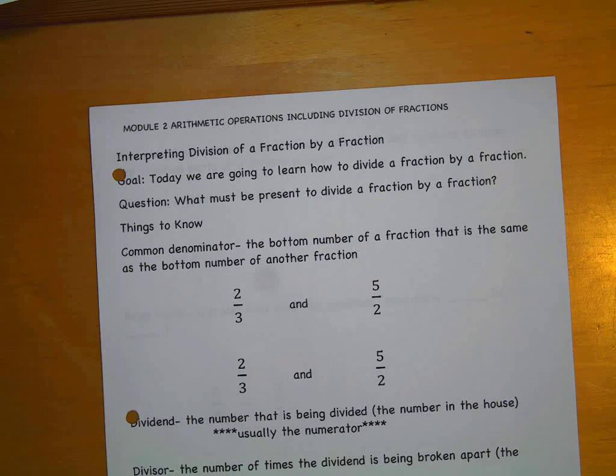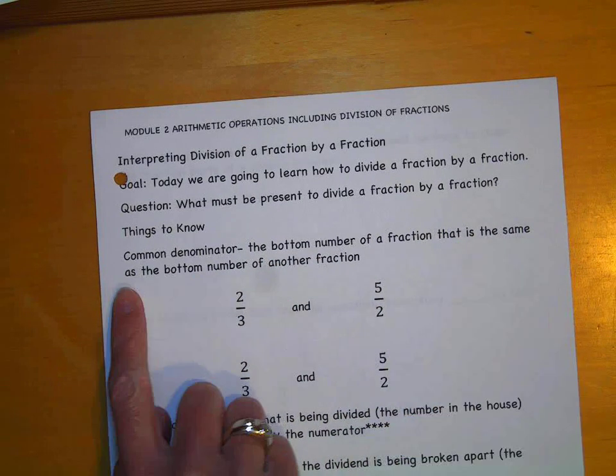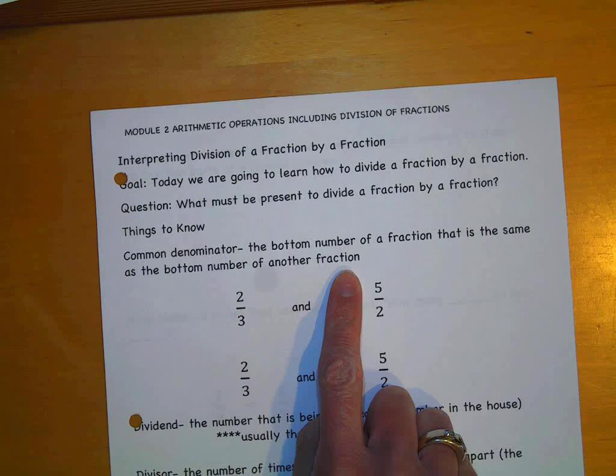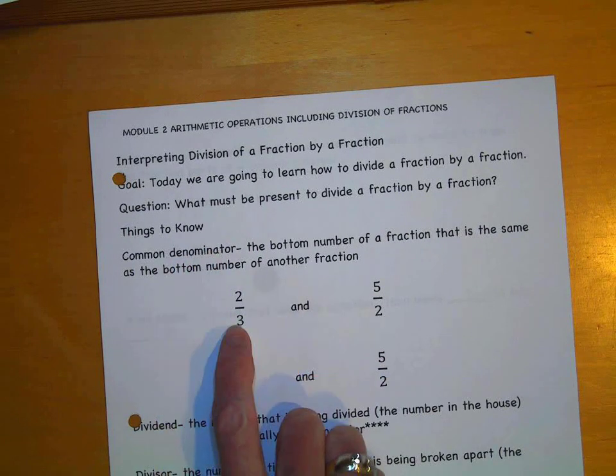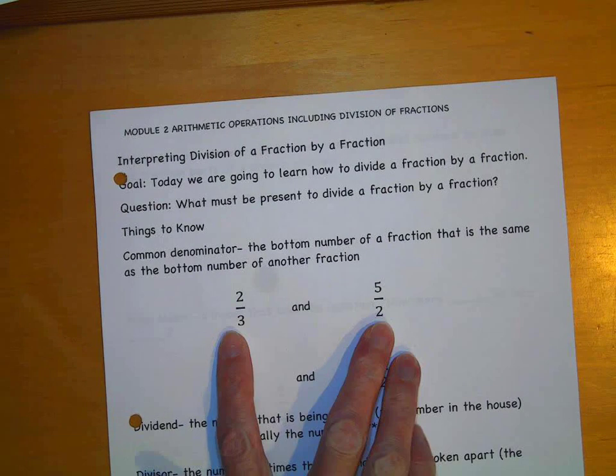We have been talking about fractions, what each part of a fraction means, what it represents, and why it's important. One of the things that you really need to pay attention to in this lesson is the fact that dividing fractions by fractions is all based on having a common denominator. A common denominator is the bottom number of the fraction that is the same as the bottom number of another fraction. So a common denominator means that this thing and this thing are exactly the same. And as you can tell on these two fractions right here, they are not exactly the same.